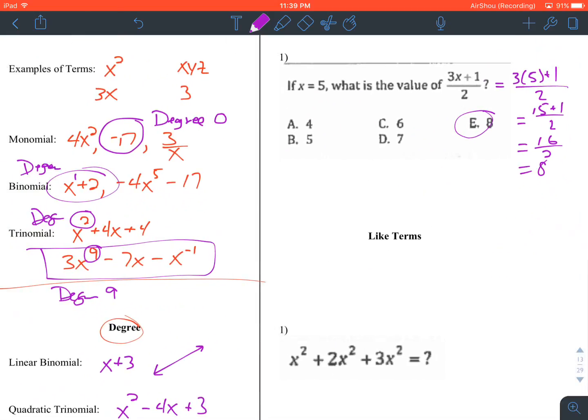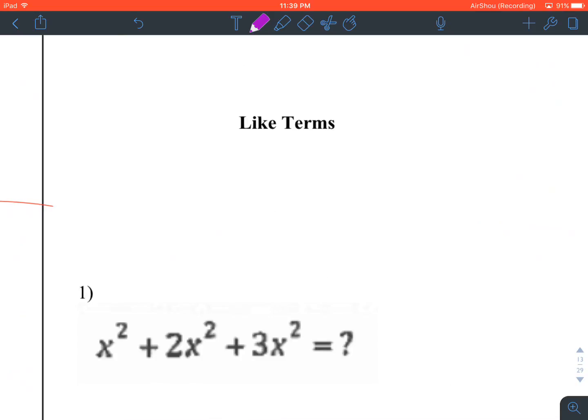Let me remind you what like terms are. Like terms means same variable, same exponent. So for example, 4xy minus 7xy are like terms. They have the same variables, x and y, with the same exponents. To combine those, you add or subtract the coefficients depending on the signs that are given.